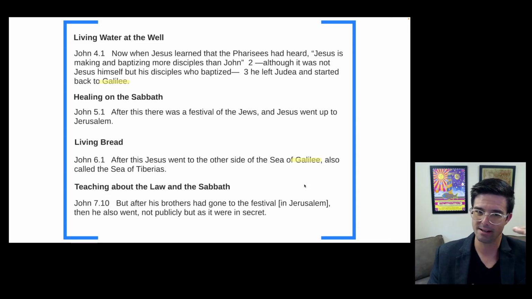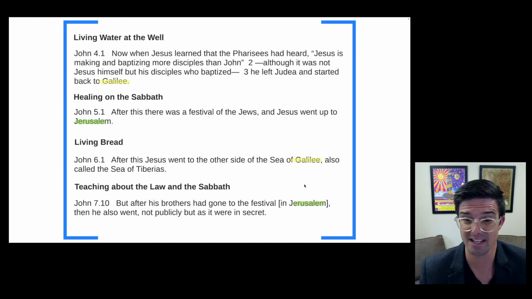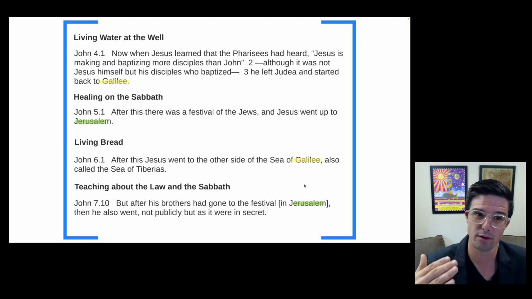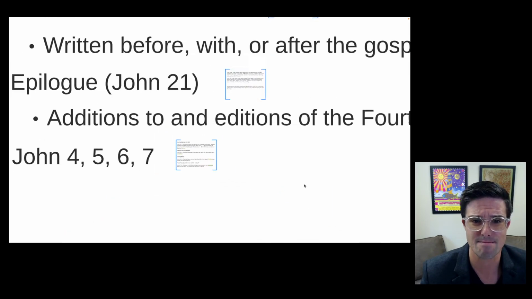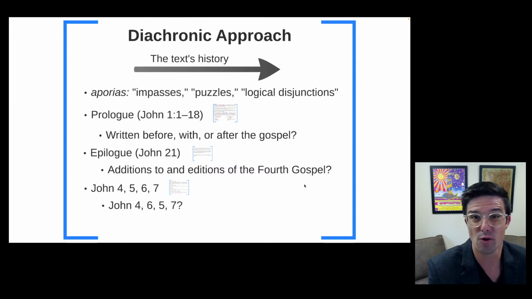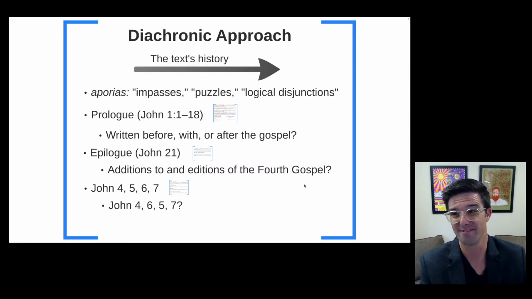So we have the healing on the Sabbath, and then the teaching about the law on the Sabbath and the conflict about doing so. And both of these are set in Jerusalem. So the location in John 5 and 7 is the same, and the location in John 4 and 6 is the same, which begs the question, should it actually be, or was it at one point actually John 4, John 6, John 5, and John 7?